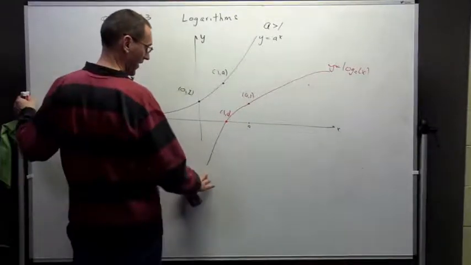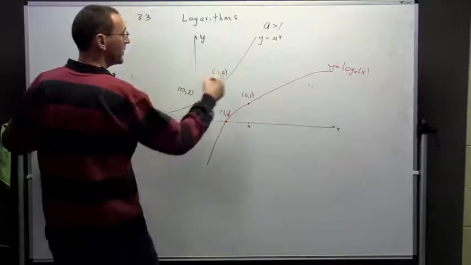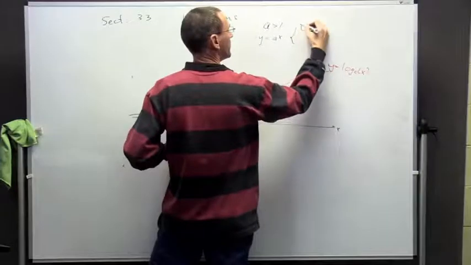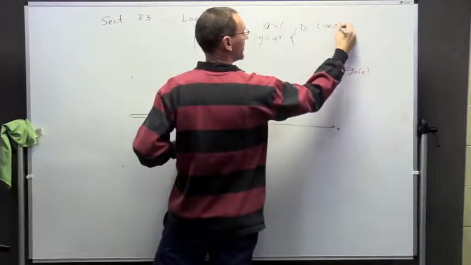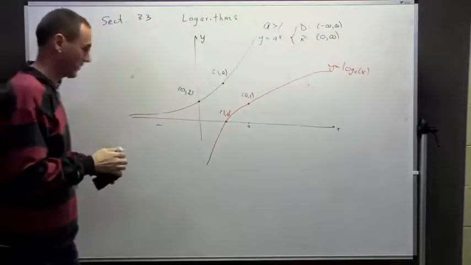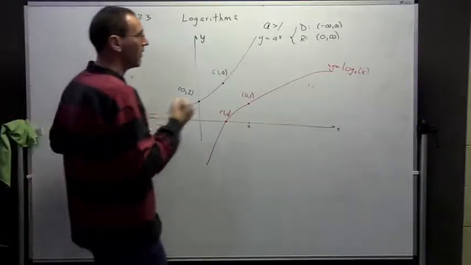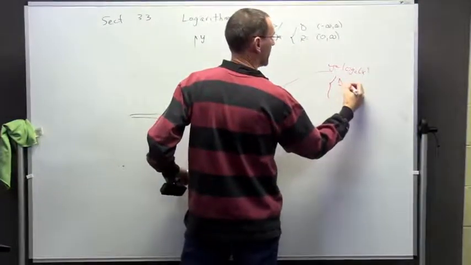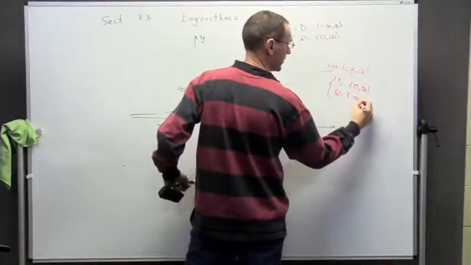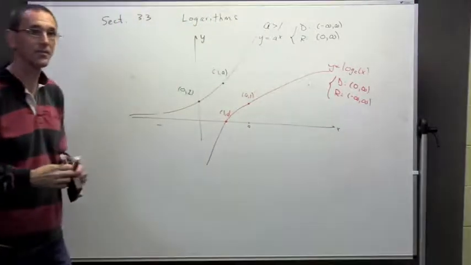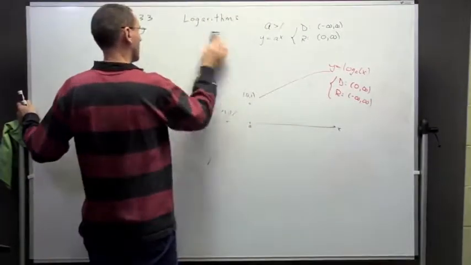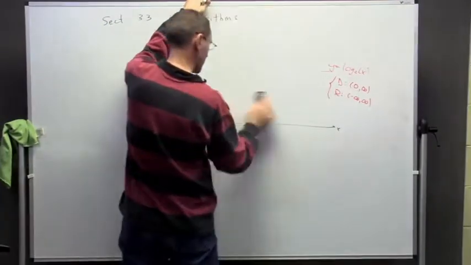But it's important to recognize that in terms of the domain for the exponential is going to be all real numbers, and the range is going to be all positive numbers. For the logarithm, the domain then is going to be all positive numbers, and the range is going to be all numbers. All right, so let's look at some examples and try to see if we can make some more sense out of this.